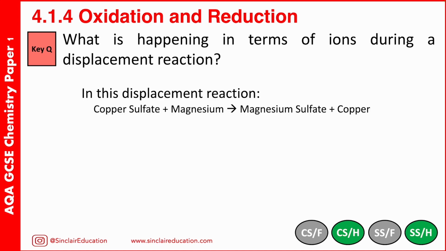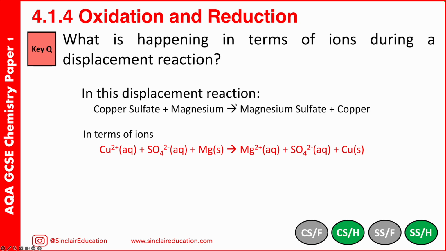Now if we keep along that line of looking at the ionic equations here, if we look at this, we've got copper sulfate and magnesium, and our magnesium is displacing the copper. We're getting magnesium sulfate and copper coming out. Now if we focus on this in terms of the ions, we've got our copper, our sulfate, our magnesium atoms in this case, and we've got magnesium ions coming out, sulfate ions still there, and copper.